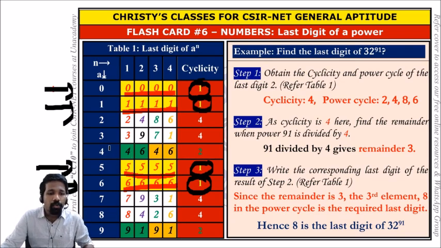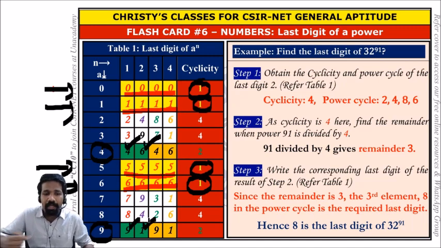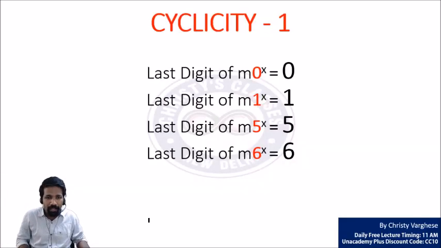Now cyclicity 2 elements. There are 2 in number: 4 ending numbers and 9 ending numbers have cyclicity 2. Cyclicity 2 means only 2 distinct last digits are possible, and they just repeat like a cycle. Repeating like a cycle means the third, fifth, seventh elements, etc. will have the same last digit. Second, fourth, sixth, eighth all have the same last digit. That we will explain now.